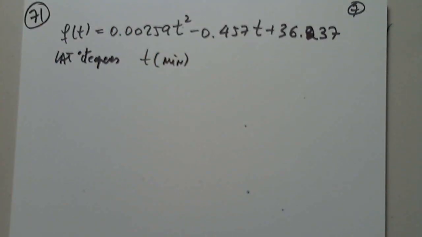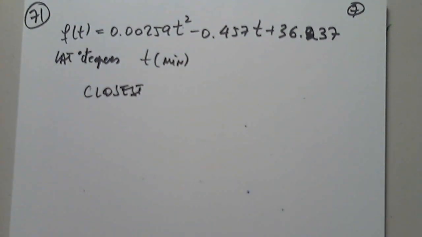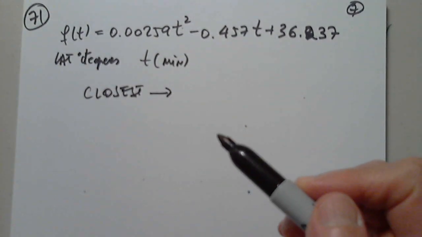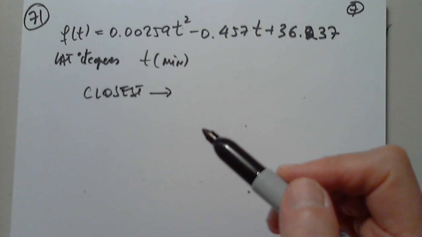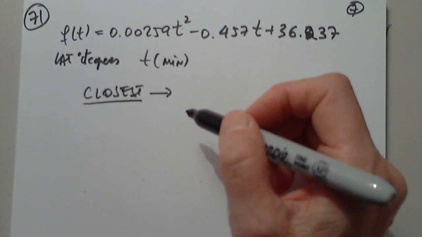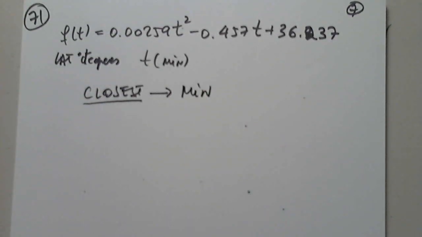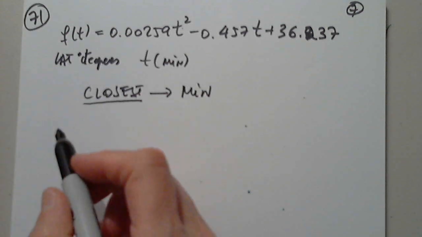Okay. What is the latitude closest to the equator in degrees at which the total eclipse was visible? Closest. What does the closest mean? When we say closest, we mean min or max? That's all I'm asking. When we say closest, we mean min or max? Min. Of course. So we expect to get a minimum. Good.